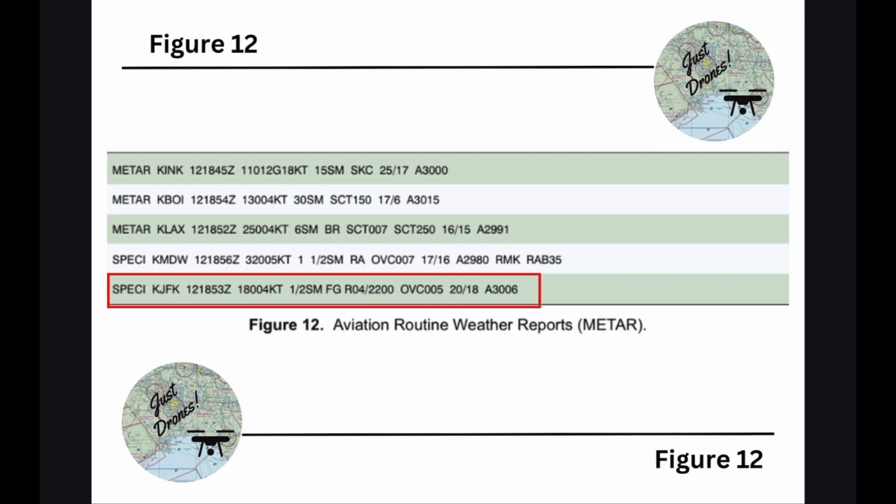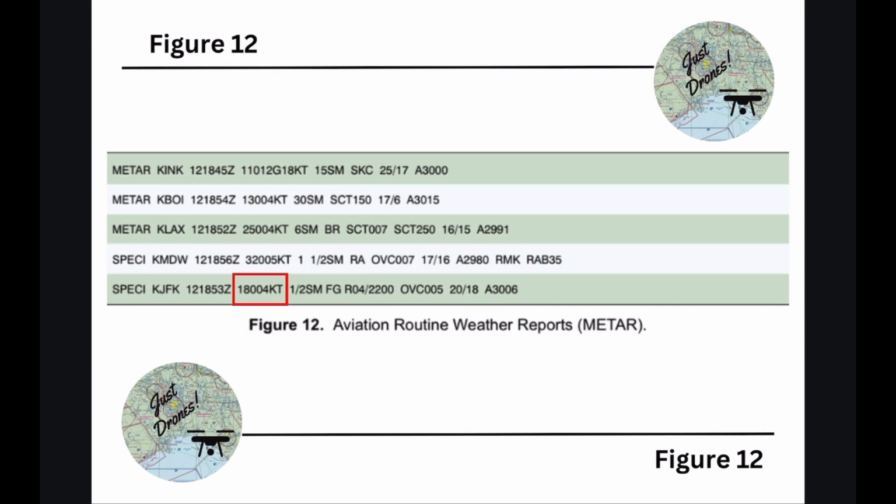So we have KJFK, 12th of the month, 1853 Zulu. Winds are at 180 at 4 knots. Boom. There it is. 180 at 4 knots. You don't have to read anything else. It was just asking for the wind. That's the answer, 180 at 4 knots. Simple as that.